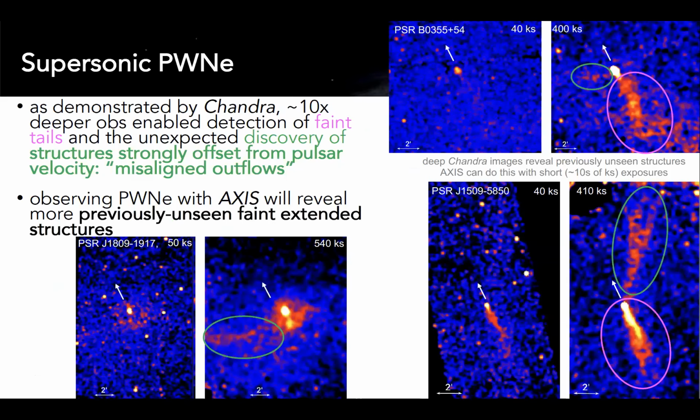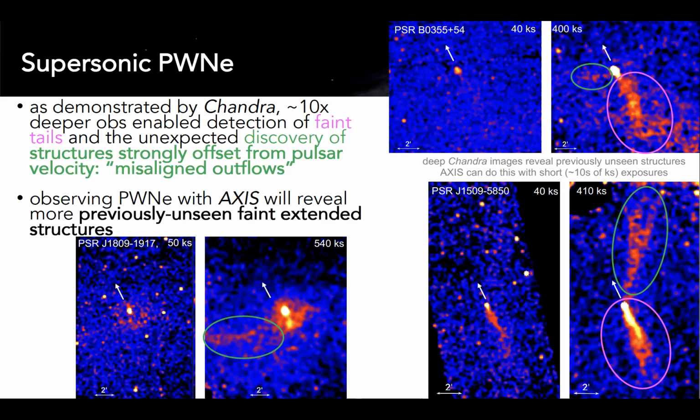Another interesting science case is misaligned outflows, which is shown in this green ellipse here. These are weird structures that are strongly offset from the pulsar's velocity, which is shown in the magenta ellipse. And this kind of weird phenomenon has only been discovered in the recent 15 years, and it can only be detected by Chandra with hundreds of kilosecond observations.